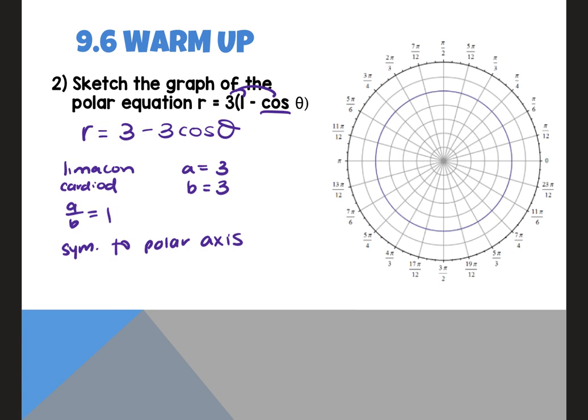Then with a limaçon, we specifically do max and min. So our max is 3 plus 3, which is 6. And our min is 3 minus 3, which is 0.